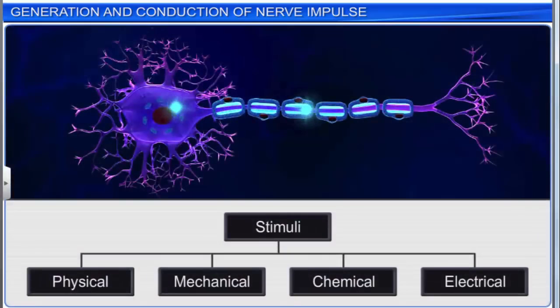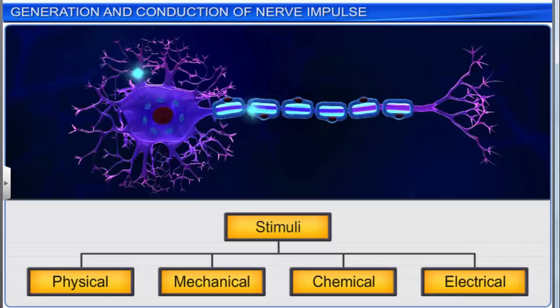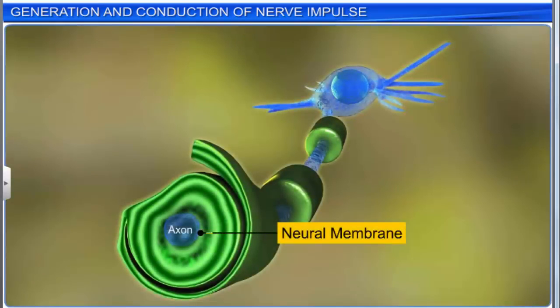Neurons are excitable cells. They may be stimulated by physical, mechanical, chemical or electrical stimuli. The nerve fiber or axon is covered by a neural, axonal or plasma membrane.